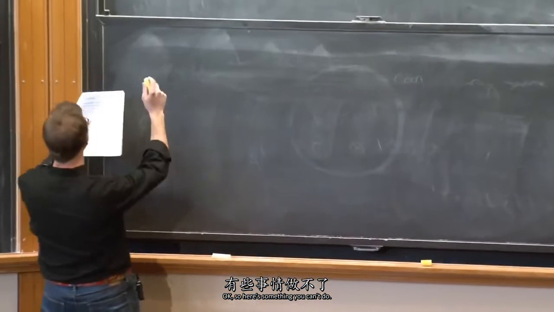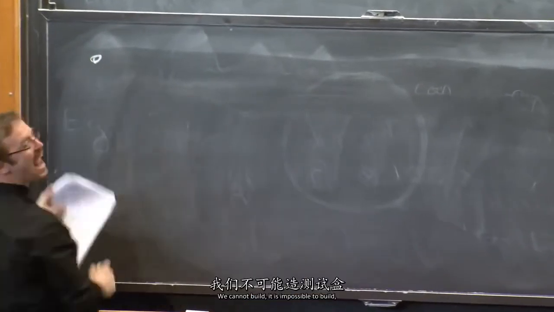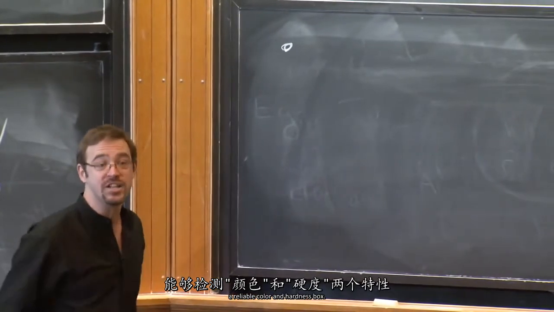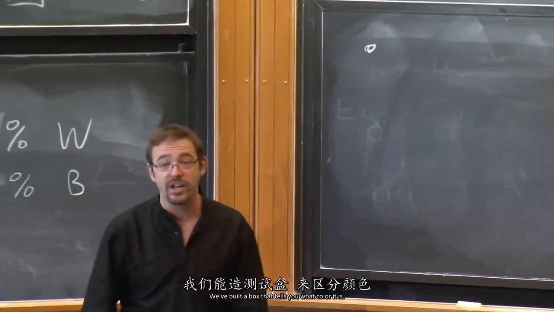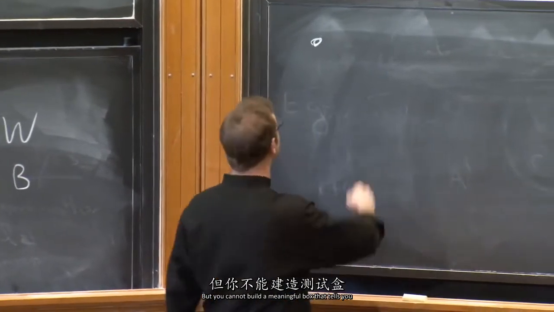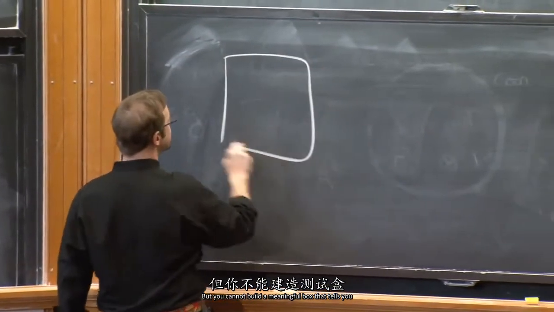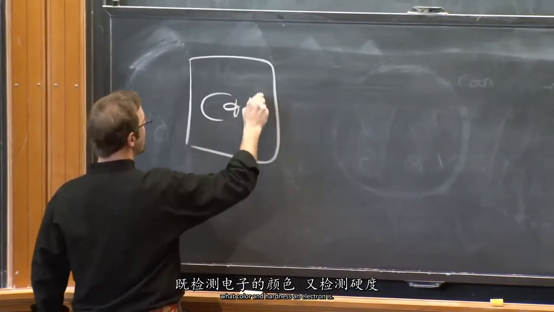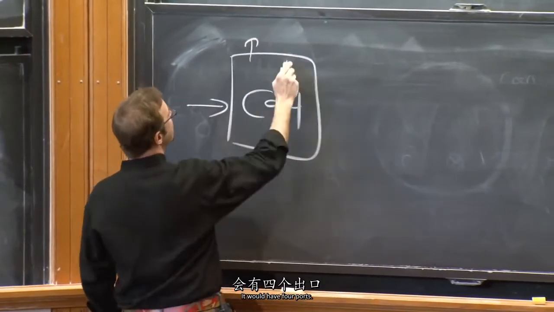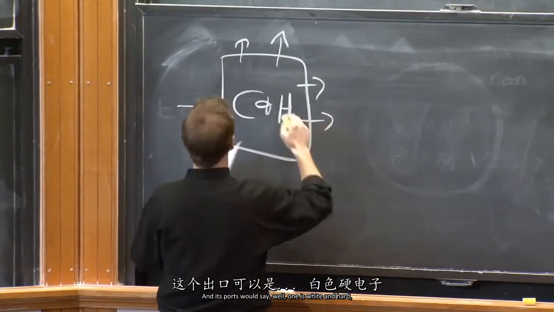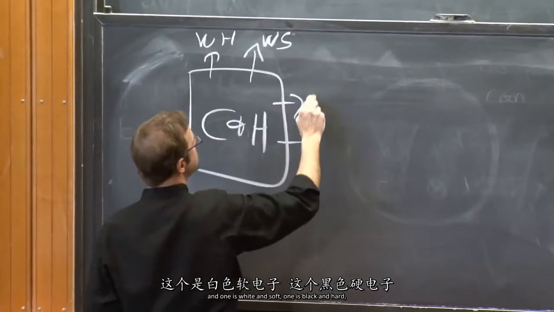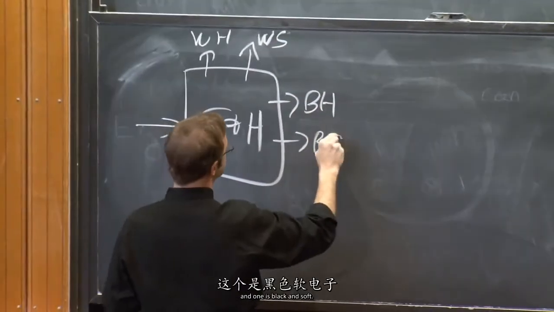OK, so here's something you can't do. We cannot build, it is impossible to build a reliable color and hardness box. We've built a box that tells you what color it is. We've built a box that tells you what hardness it is. But you cannot build a meaningful box that tells you what color and hardness an electron is. So in particular, what would this magical box be? It would have 4 ports. And its ports would say, well, one is white and hard, and one is white and soft, and one is black and hard, and one is black and soft.